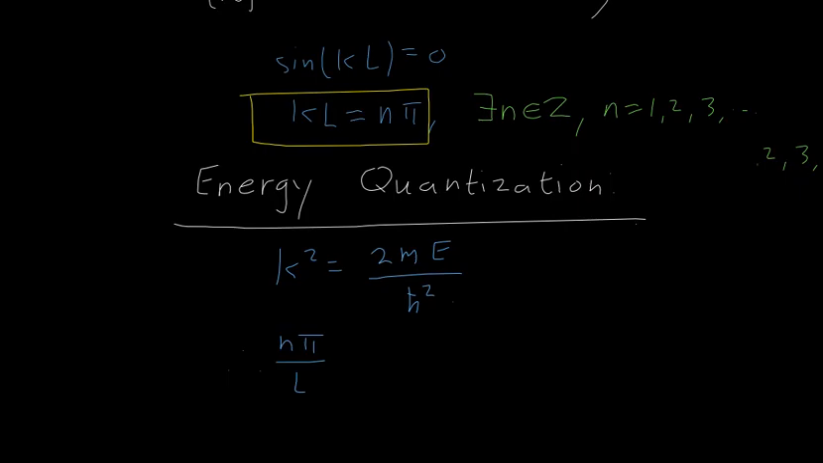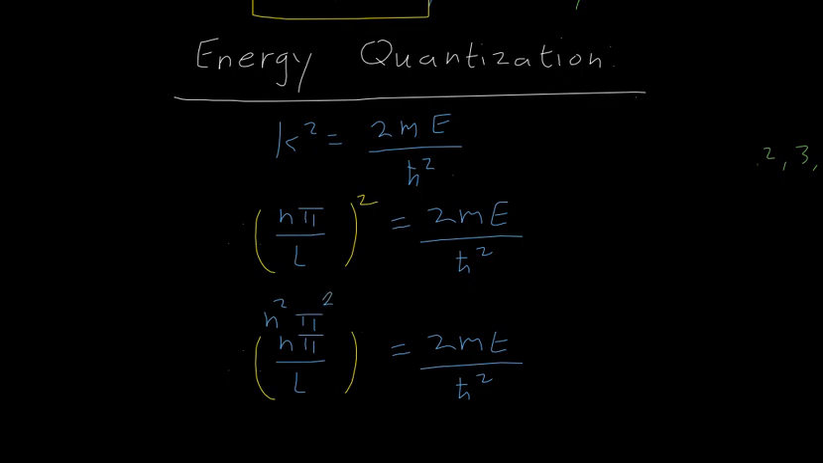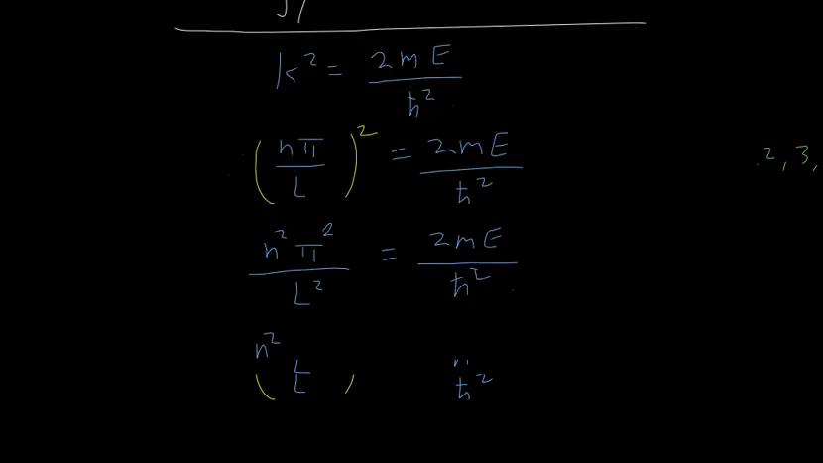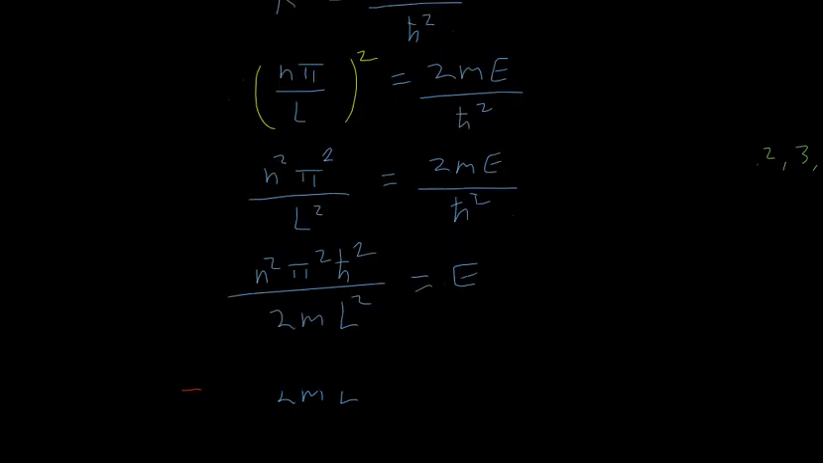If K is n pi over L, I can substitute into K squared equals 2mE over h-bar squared. So this now becomes n pi over L squared, and this is equal to 2 times the mass times the energy divided by h-bar squared. Distributing the exponent inside gives us n squared pi squared over L squared equals 2mE over h-bar squared. I'm solving for energy, so multiply both sides by h-bar squared over 2m. Now I'm getting n squared pi squared h-bar squared all over 2mL squared equals E. And that's what we get. We found the solution to our energy.